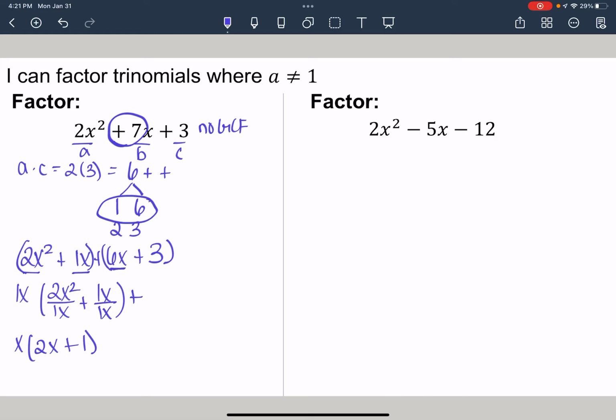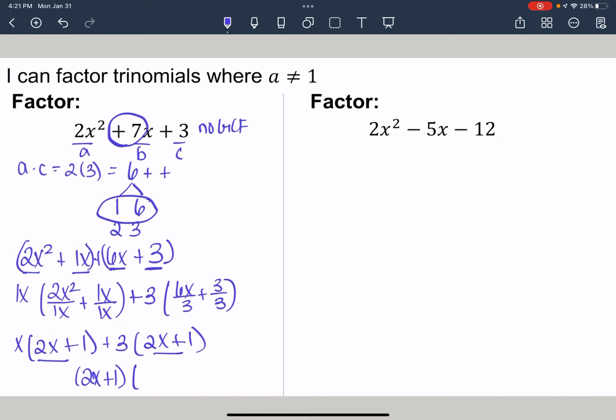Plus 6x and 3. If I look at those two terms, the GCF is 3. So I'm going to factor out the 3. So this is plus 3 times 6x over 3 is 2x, and then I have plus 3 divided by 3 is 1. So I write this common factor of 2x plus 1. And then I write what I have left, x plus 3.